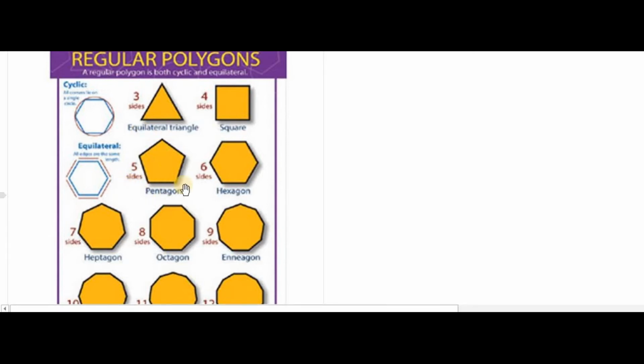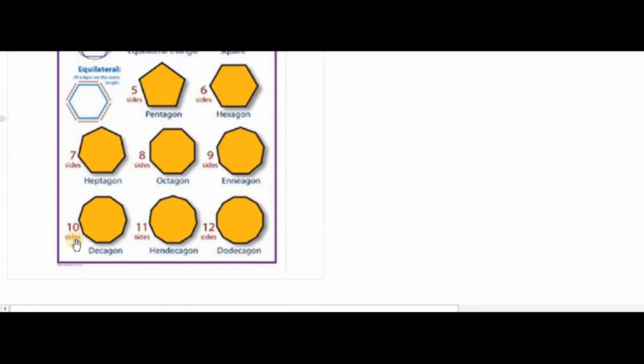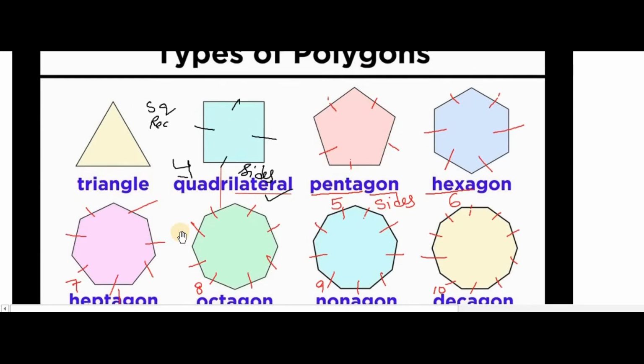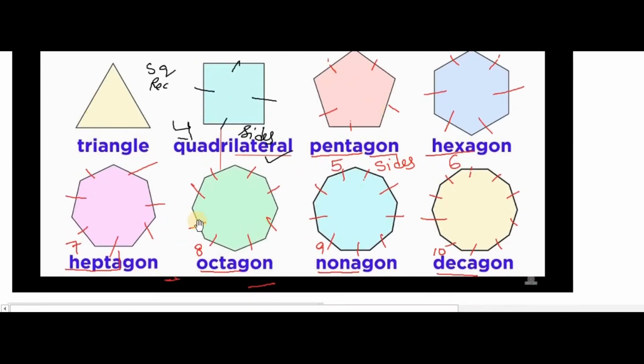Five sides is called pentagon, 6 sides is called hexagon, 7 sides is called heptagon, 8 sides is called octagon, 9 sides is called nonagon, 10 sides is called decagon, 11 sides is called hendecagon, 12 sides is called dodecagon. Yes, so the main thing is these are the main polygons we have to learn. So one more time I'll just say this.